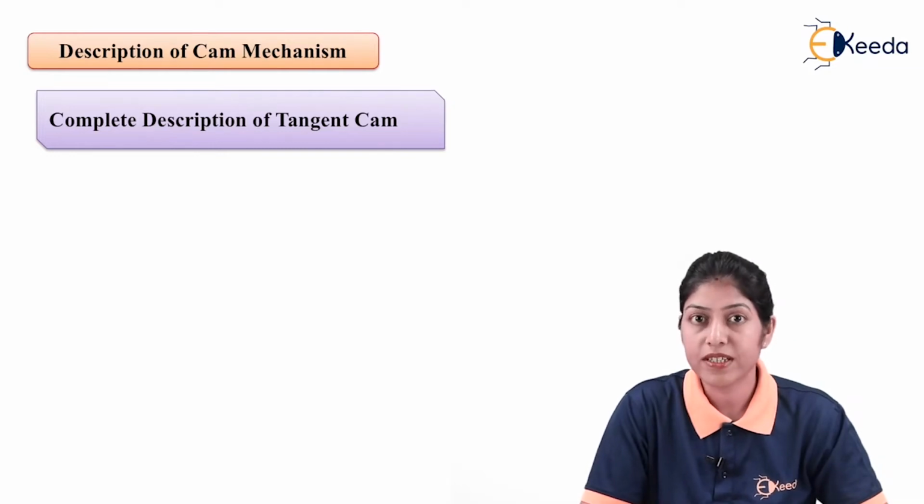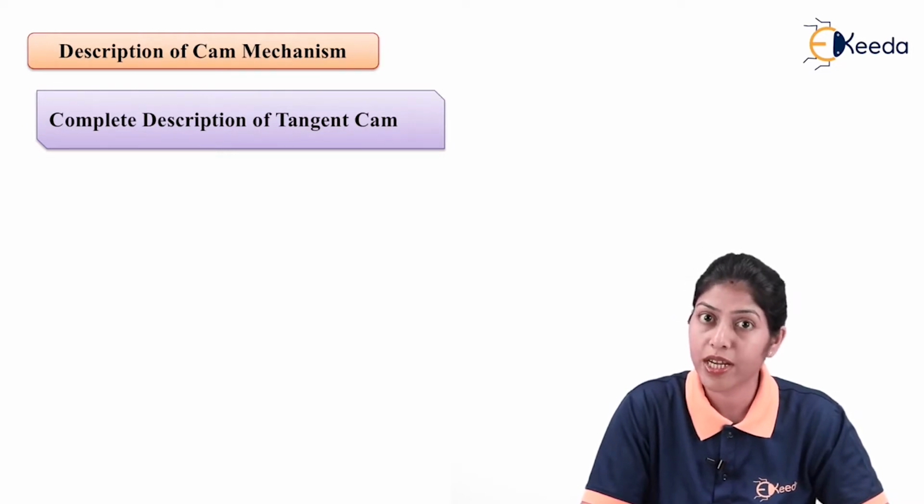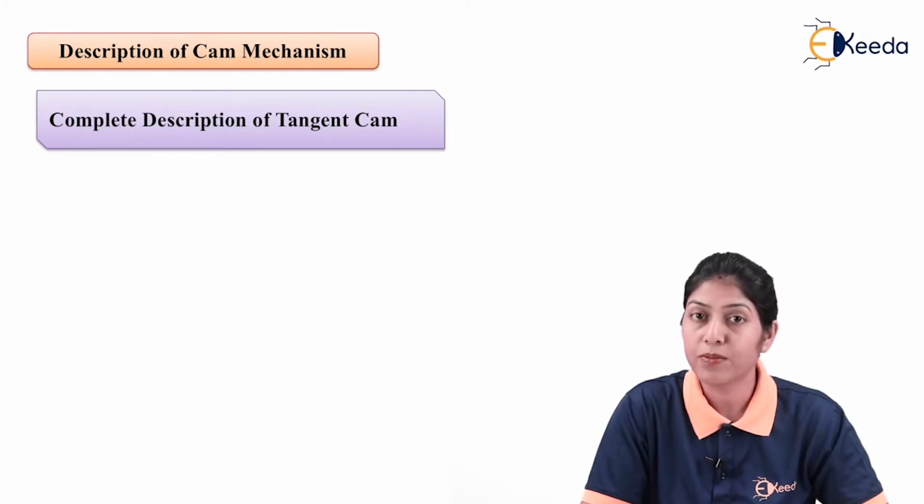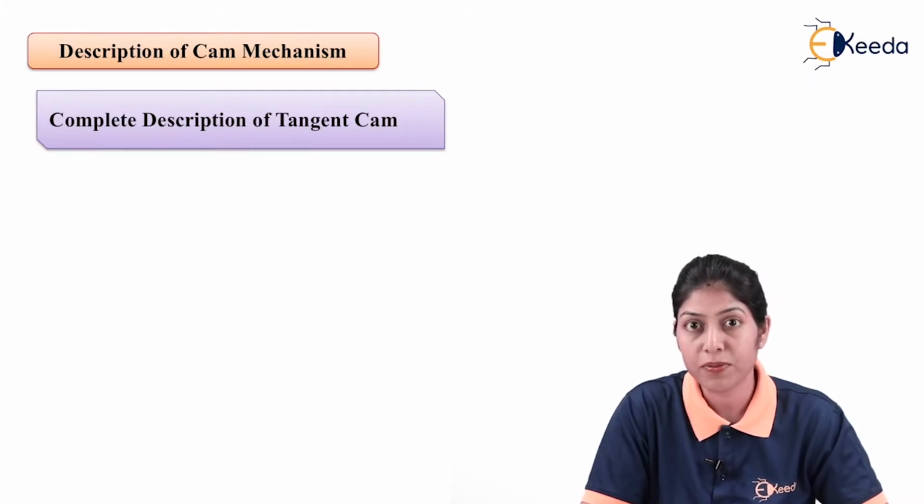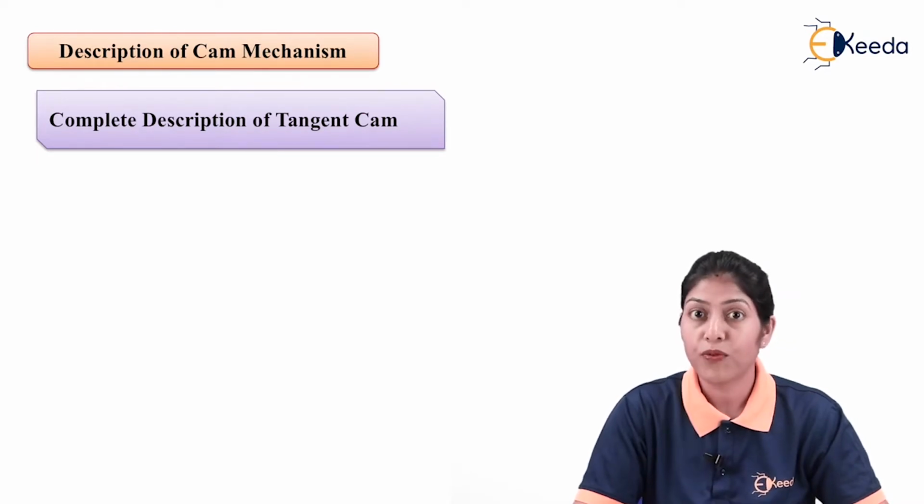As we have discussed in earlier lessons about the profile of the cam, we generally define the profile on the basis of reciprocating motion of the follower, and reciprocating motion of the follower represents the displacement of the follower. So first we draw the displacement diagram, then on the basis of the displacement diagram we define the profile of the cam, and the profile of the cam is a completely curved surface.